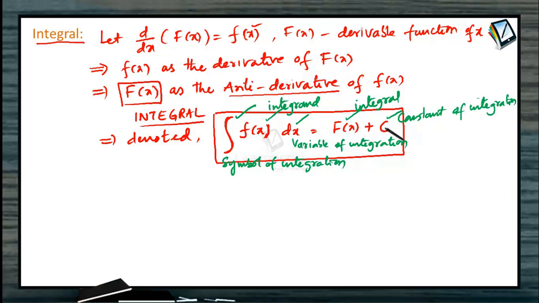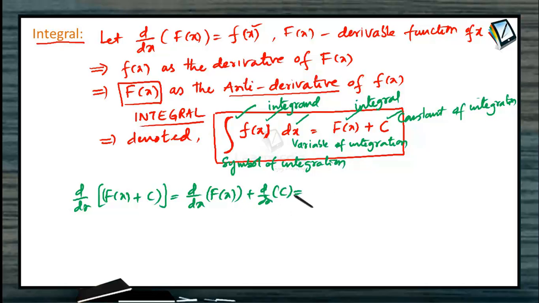Why is the constant of integration specifically defined? Because if you take capital F of x plus c and find the derivative, as F of x is a derivable function, d by dx of F of x is defined, whereas d by dx of a constant becomes 0, so you will get only f of x as the derivative. So when you are finding the integral, that constant may not appear, and that will reflect in its integral. So whichever integrand you find, it will exist along with its integral and the constant, which we call the constant of integration.